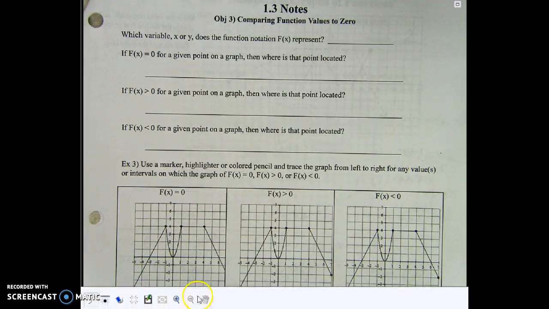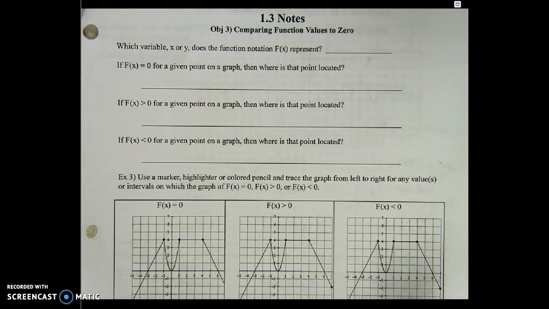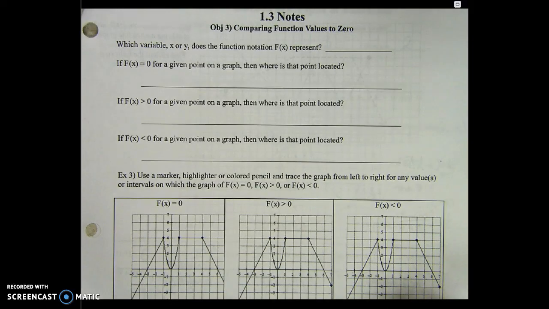So here it is, guys. We've got example 3 for 1.3 notes. This is what you're going to watch today in class, in addition to last night's video if you didn't have a chance to watch that. And it's actually pretty quick and easy and painless. So let's take a look at 1.3 Objective 3. This is the page right before the last page where you're going to be doing some practice.